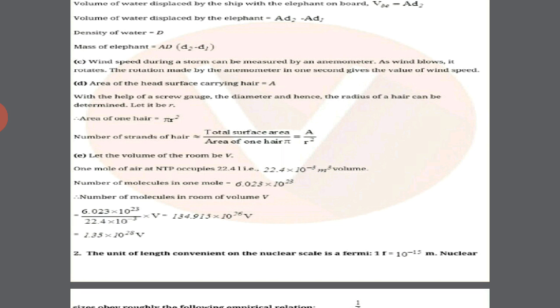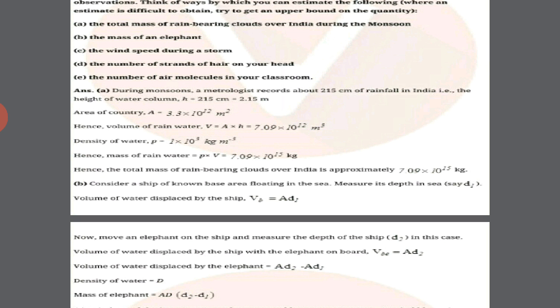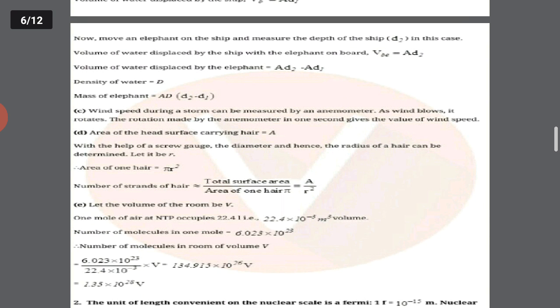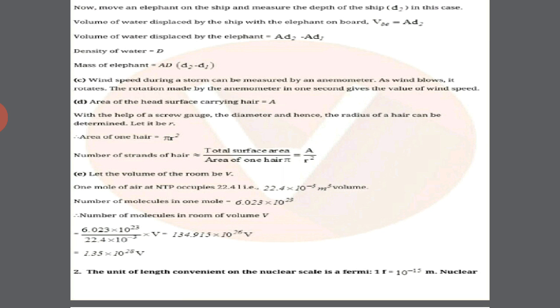The number of strands of hair is equal to total surface area upon area of one hair. It is A upon pi r square. Okay, next let's see the last part. The number of air molecules in your classroom. Let V be the volume.